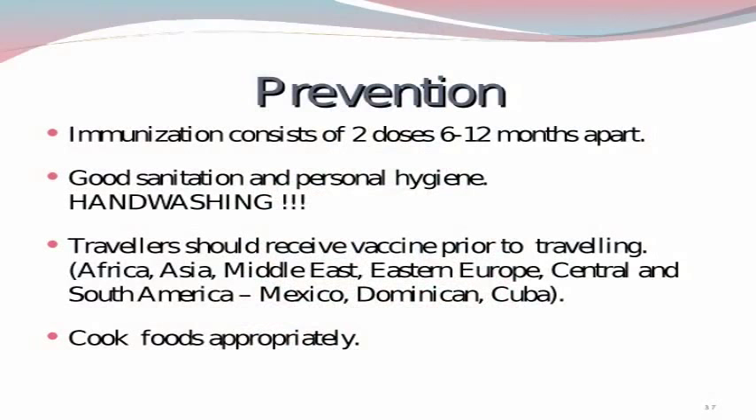Okay. So how do we prevent it? We can immunize against it. Okay. So it's a 2-dose immunization. You get 1 dose, and then 6 to 12 months later, you get a 2nd dose. Good hand washing is really important. Good hygiene. Okay. Travelers, like I said, people that are traveling to different parts of the world where sanitation is poor need to be immunized prior to going.